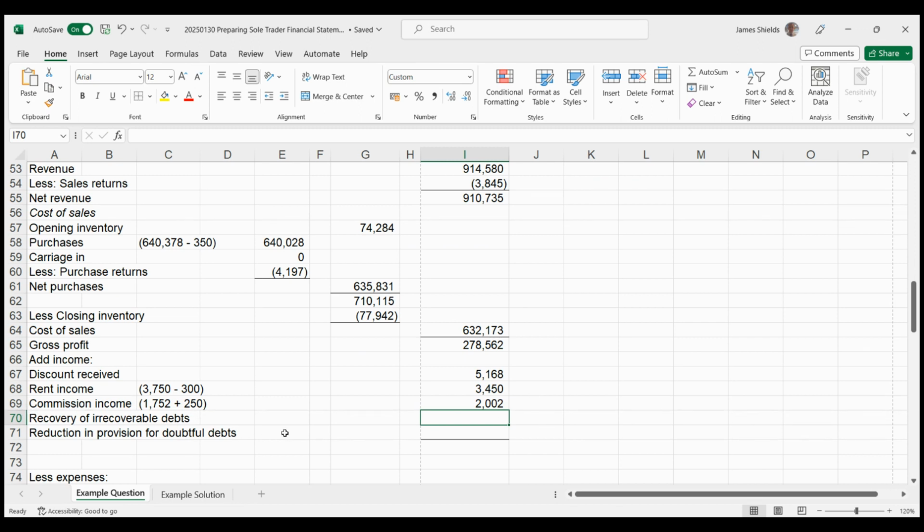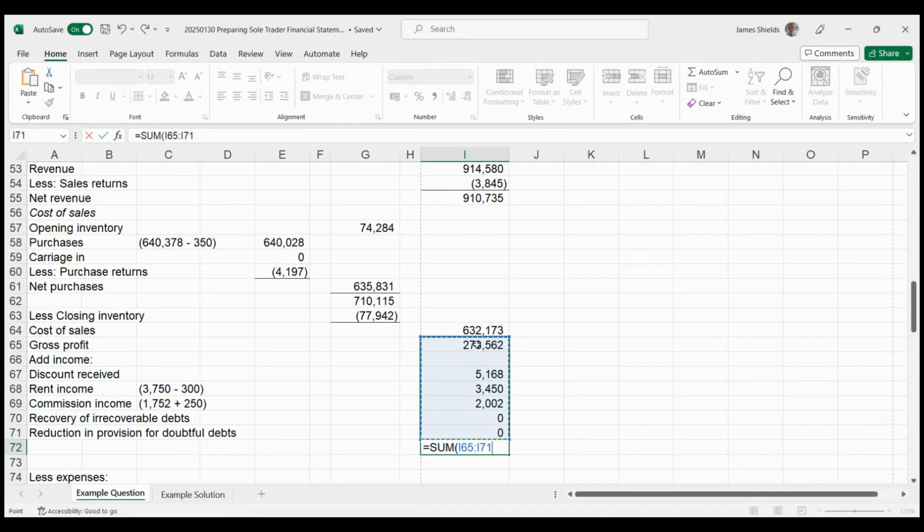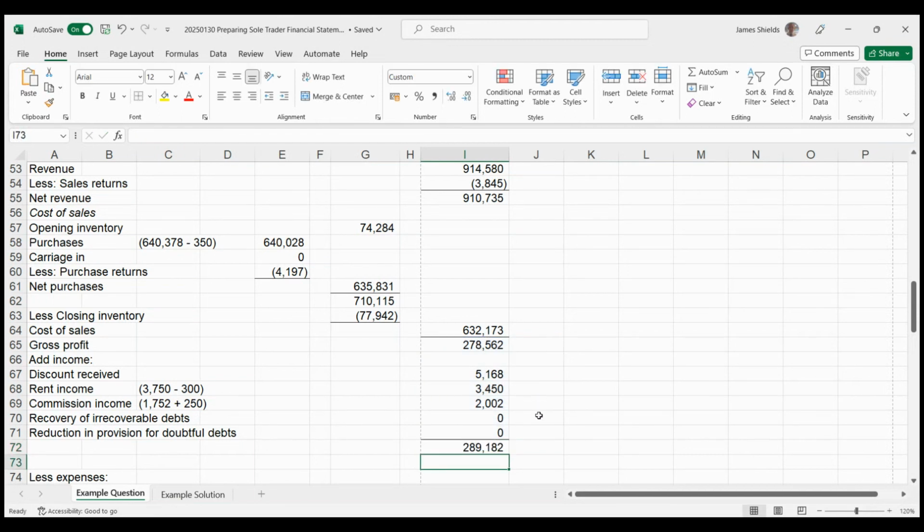Recovery of irrecoverable debts and reduction of written-out debts. There are none of those in this question. So just to keep in line with the template, I'm going to put in zeros for them. So now we need to add the gross profit plus all of our other income. So that's going to give us a total of £289,182.